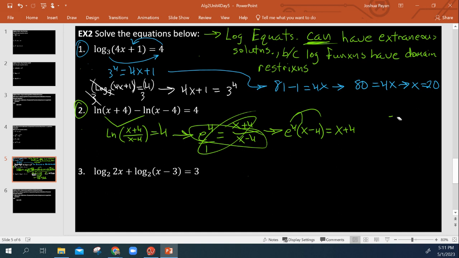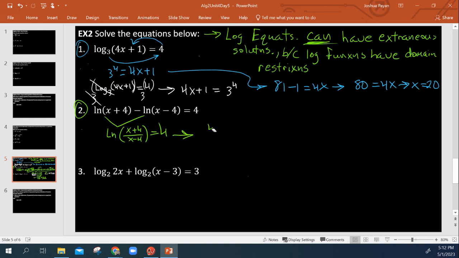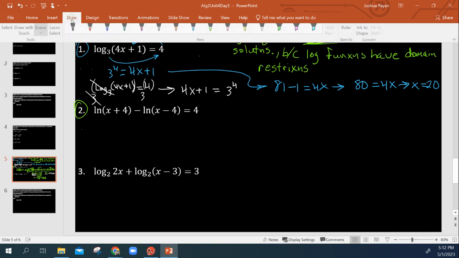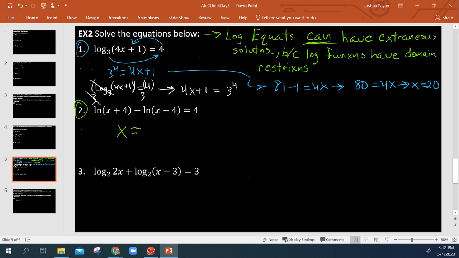When you get better and better at math, stuff like that isn't really going to bother you. I'm just going to write the solution here in green. So x was about 4.15. Okay, so now we go on to number 3.